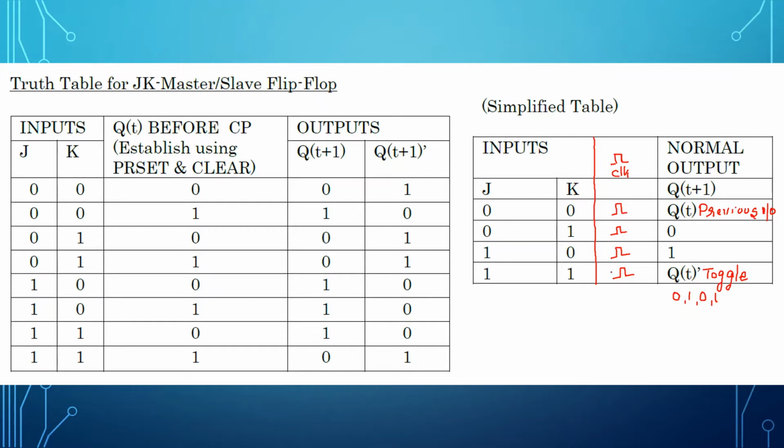Whereas if I had taken an SR flip-flop here, when you had given both the inputs S and R as 1 and 1, and if you had given a clock input, this state would have been undefined. It would have been neither high nor low. That was the problem we had in the SR flip-flop. So that problem has been removed in your JK flip-flop.